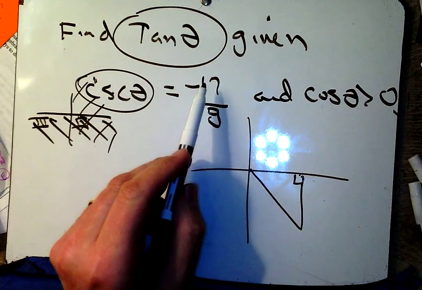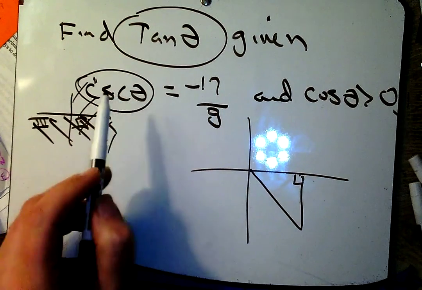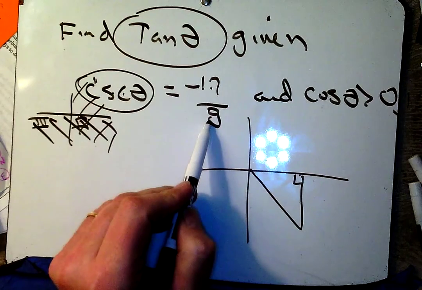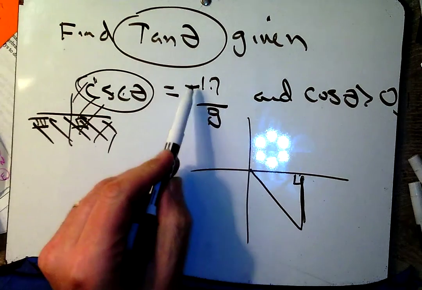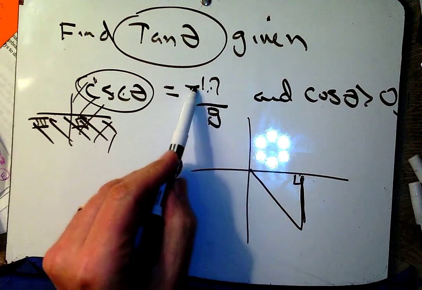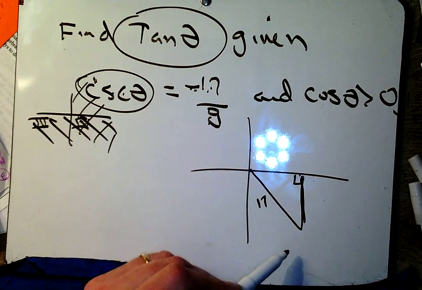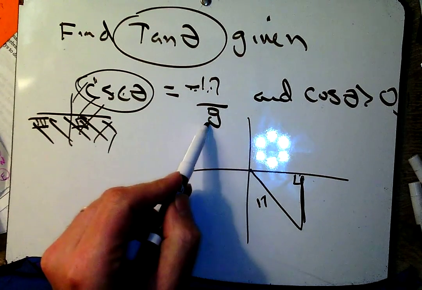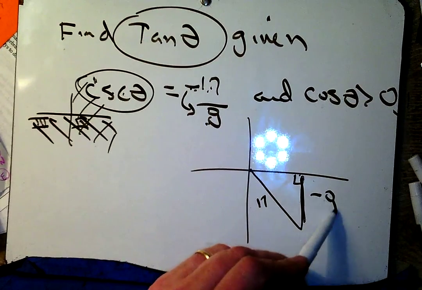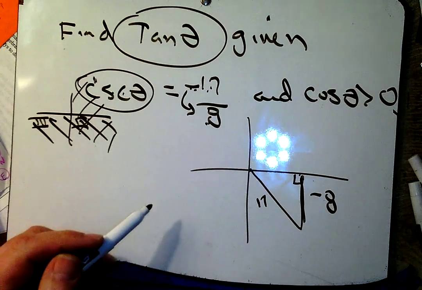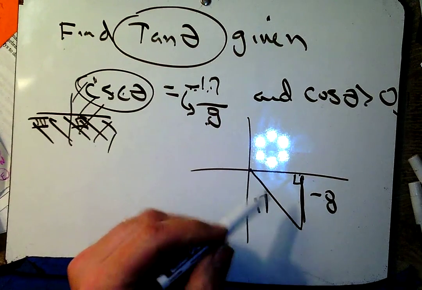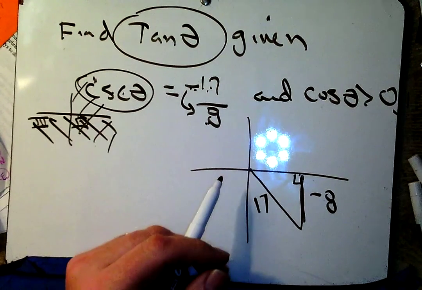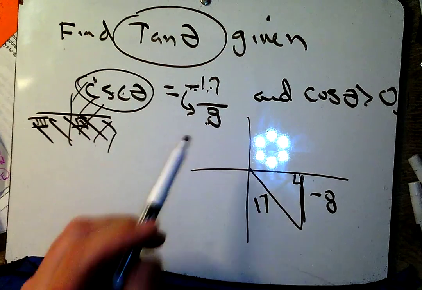Cosecant is, and this is important, cosecant is hypotenuse over opposite. See how this is down here in negative land? The hypotenuse can't be negative. Hypotenuse is always positive. This is where the negative goes. And it really does need to go there. If you put it here, you're going to end up with the wrong answers. So think about that. Okay?